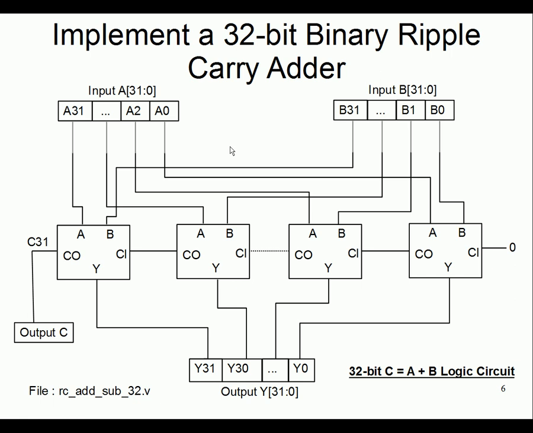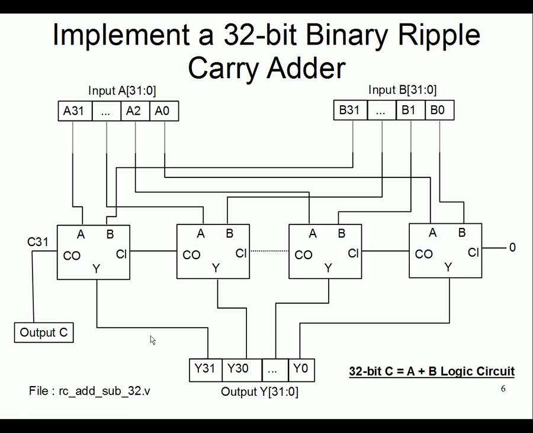Remember, we did a 4-bit binary ripple carry adder. Now add this RC add sub. We'll use a subtractor also, so we'll convert that into a subtractor. But let's start with the adder. Let's have this common name, add subtractor 32-bit dot v.